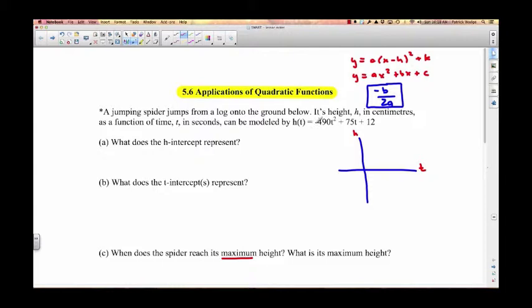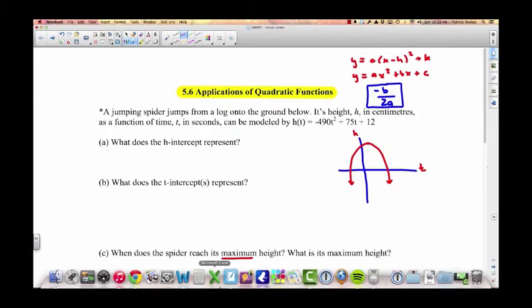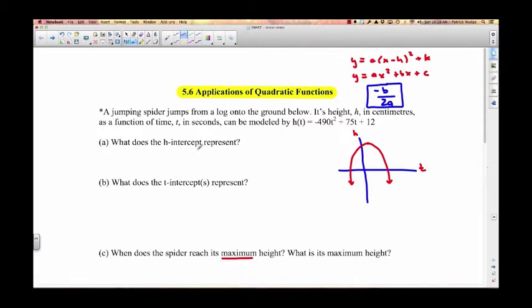And as you can see, the first term, the a value is negative, so we know the parabola faces downwards. So I don't know what it looks like. I'm just going to draw something like this. Okay, definitely faces downwards, which means we have a maximum point, and that's good because it talks about maximum right here. What else? So we want to know what the h-intercept represents. Our h-intercept is right here. What's the t value? We don't know how high that is, but what's the t value there?